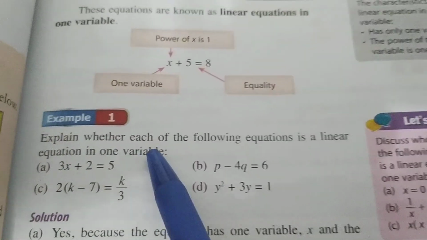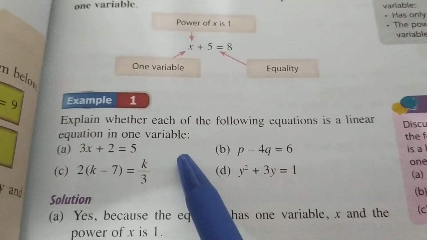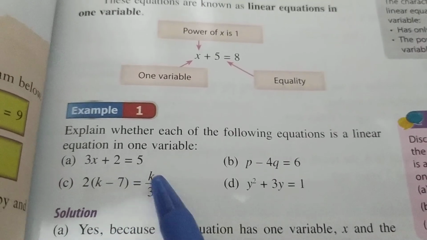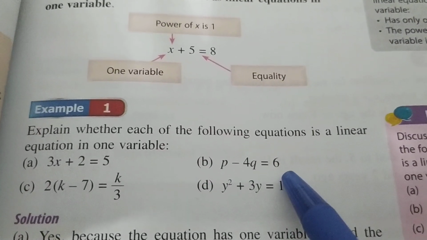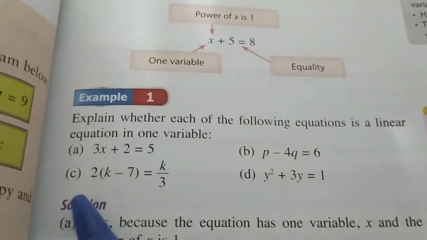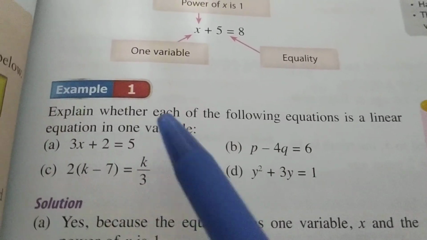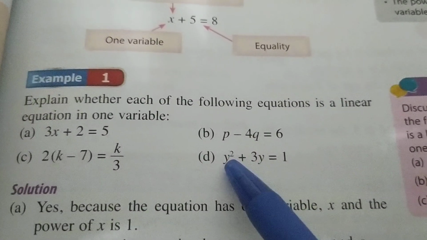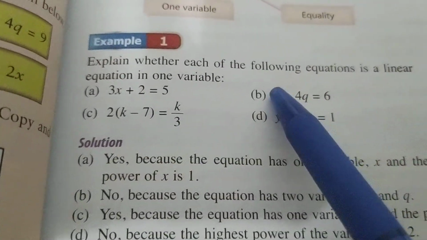Now look at example 1. Explain whether each of the following equations is a linear equation in one variable. Look at A, 3x plus 2 equal to 5. And B, p minus 4q equal to 6. And C, 2 bracket k minus 7 close bracket equal to k divided by 3. And D, y power of 2 plus 3y equal to 1. So how to do this one?